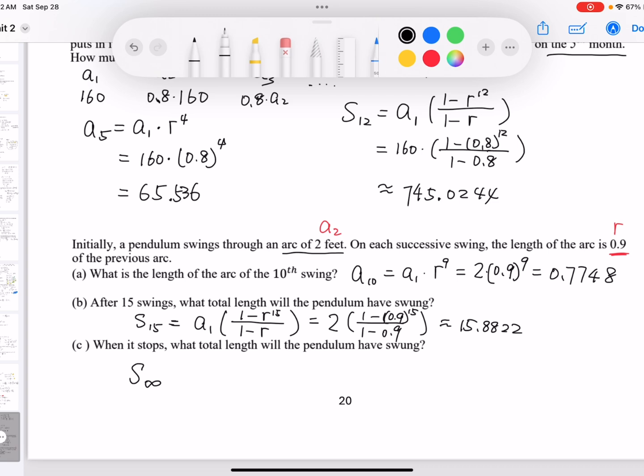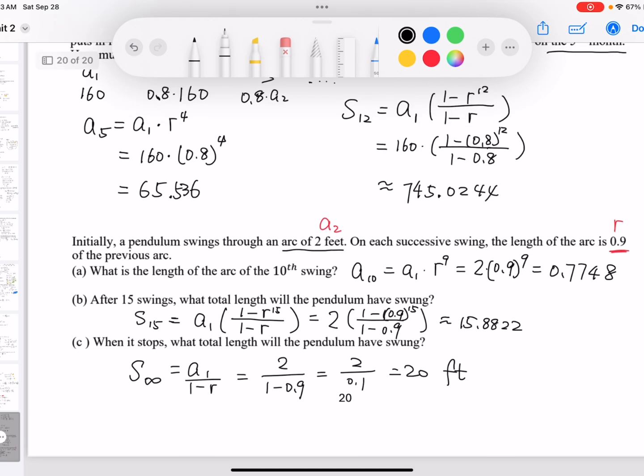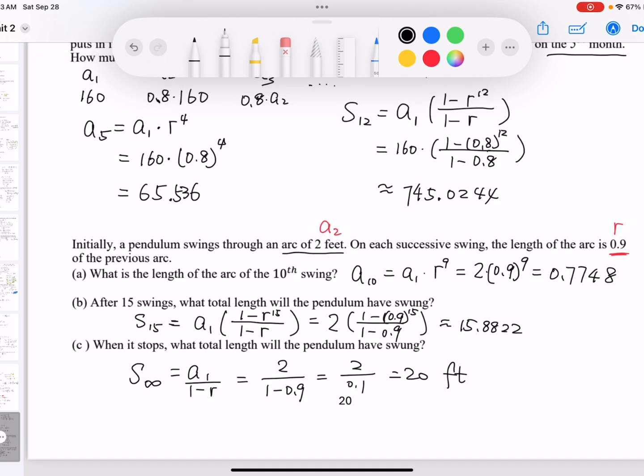So the formula is equal to a sub 1 divided by 1 minus r. And a sub 1 is equal to 2, divided by 1 minus 0.9. Is 2 over 0.1, it is 20. So 20 feet. So when it stops, the total length the pendulum will have swung is 20 feet. So that's the end of chapter 2. Okay, please be prepared for your exam.